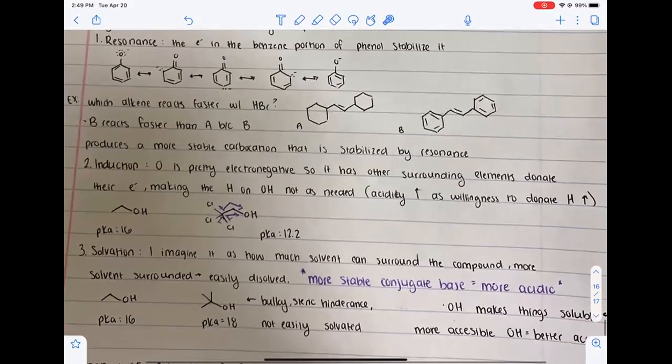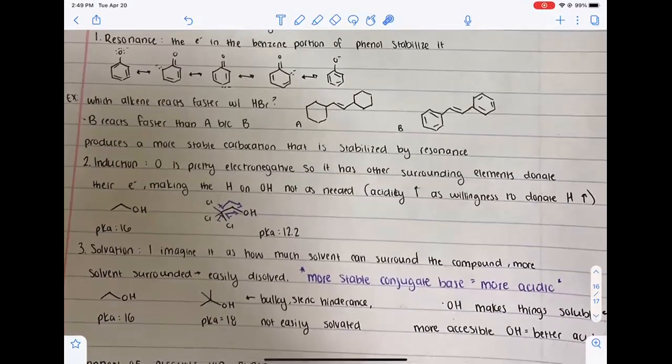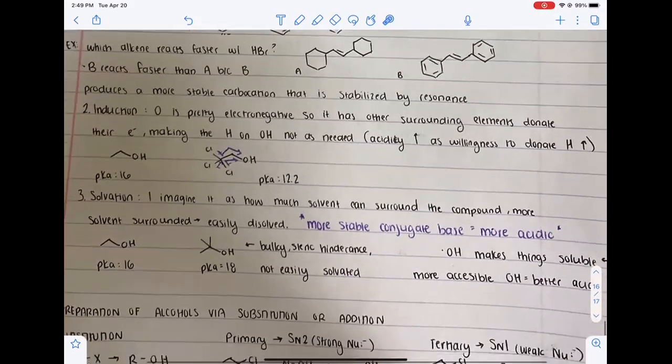Another thing that affects acidity is induction. Oxygen is pretty electronegative, so it has other surrounding elements that donate their electrons, making the hydrogen on the OH not as needed. So this is exactly what I was saying earlier, as the acidity increases, that can correlate to the willingness to donate a hydrogen. So over here, we have just a regular OH, and that pKa is going to be 16. It's 16 to 18.